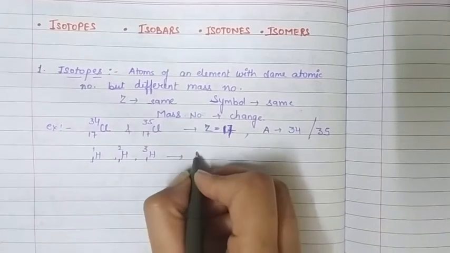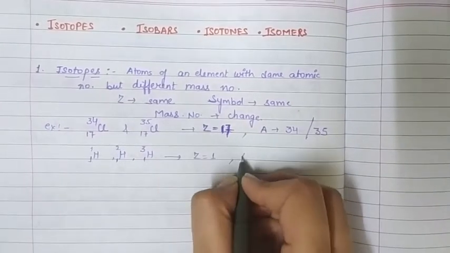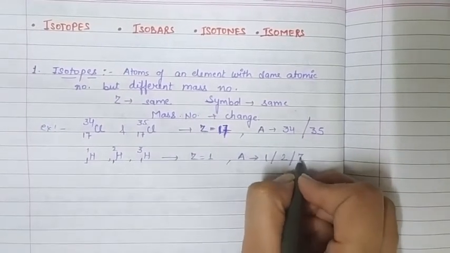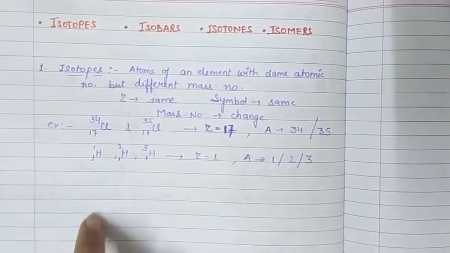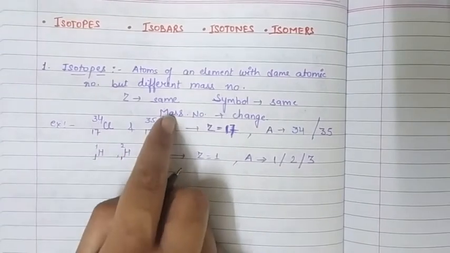Similarly, in the case of hydrogen, Z is equal to 1 for all the atoms, the symbol is the same, and the mass number will vary as 1, 2 or 3 for different atoms. So all these three are the isotopes of hydrogen. Similarly, these two are the isotopes of chlorine.